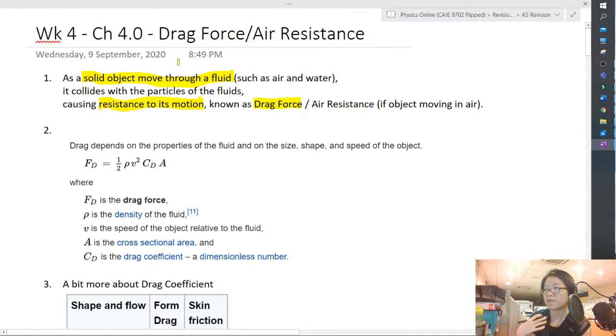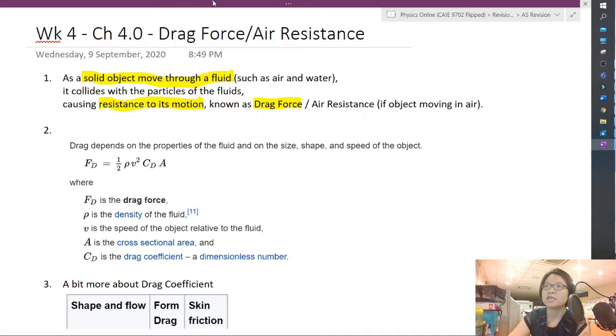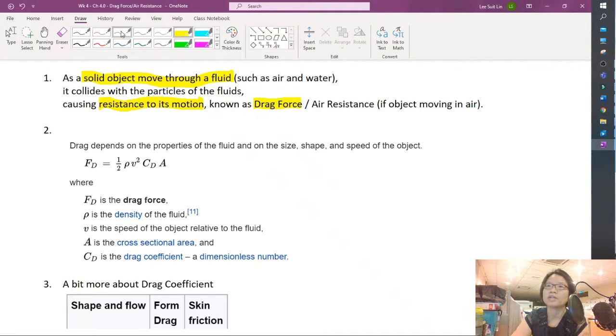This fluid can be air. Air is a fluid because air can flow. Or it could be you walking inside a swimming pool or trying to swim. All this will have some form of drag force. If the object is moving in air, we will call it air resistance.